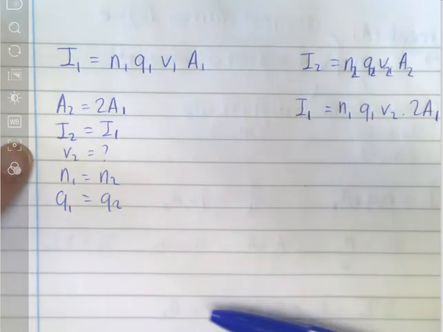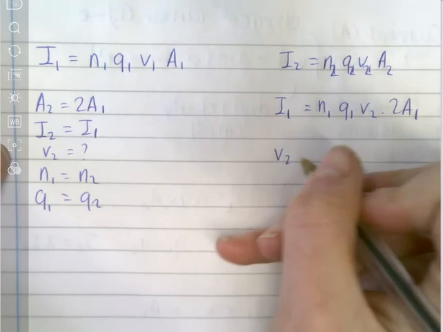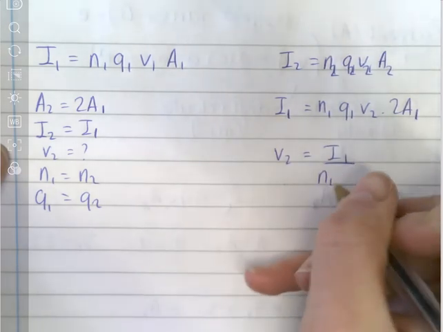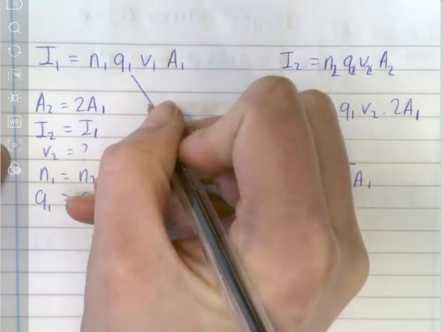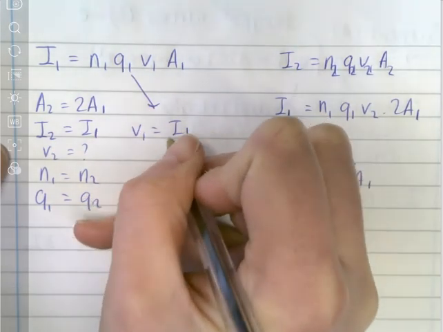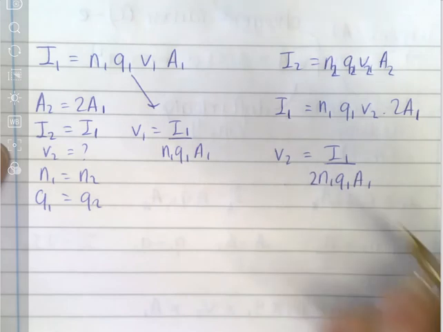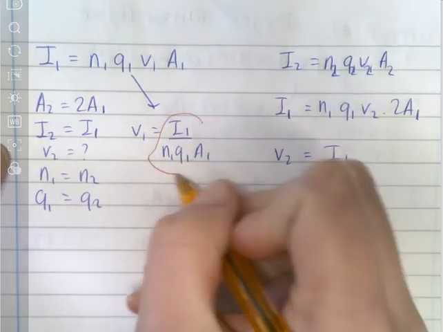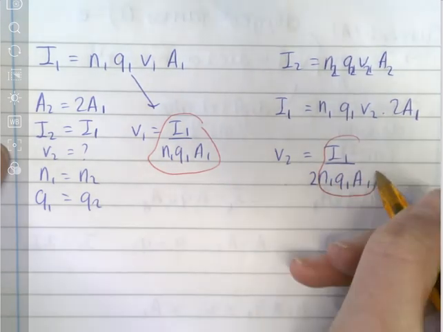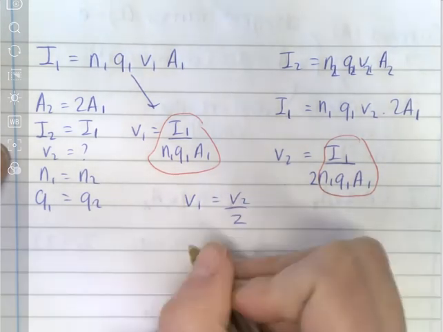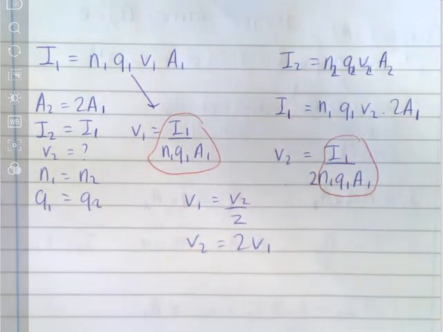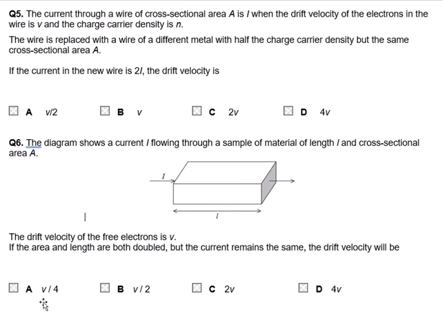So the only thing that's different here is the V2. Let's rearrange that in terms of V2 equals I1 over N1 Q1 A1, and I'm going to put the 2 here. And if I rearrange this equation in terms of V1, V1 equals I1 over N1 Q1 A1. Now let's compare these two again. So this is the same as this, which means that V1 equals V2 over 2, or V2 equals 2V1. So if I double the area, I'm going to double the velocity, which means we are looking for C.